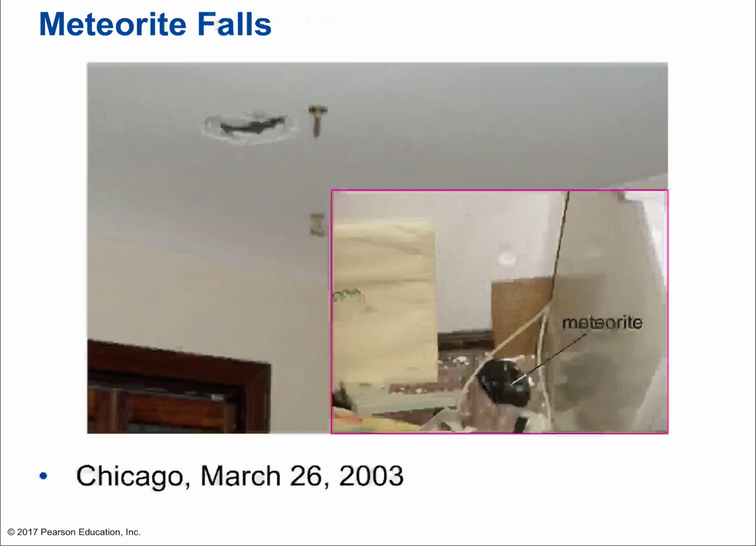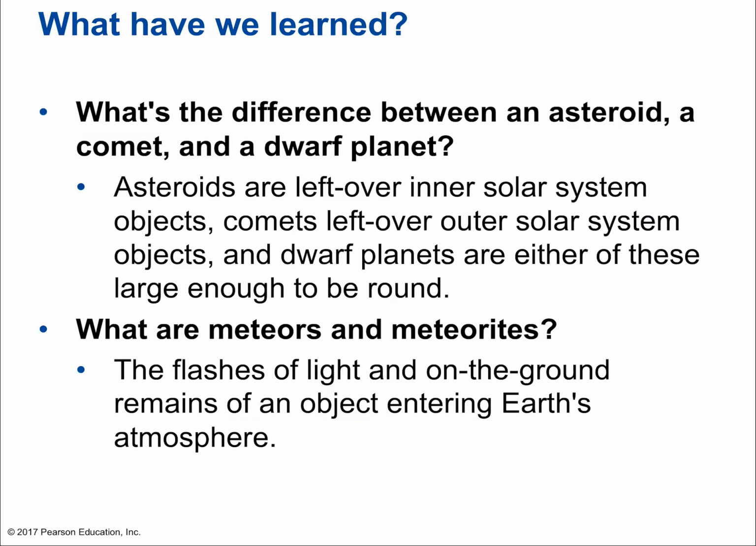Here's a meteorite that ripped through someone's ceiling in Chicago, 2003. It's kind of a bummer. You've got some real repairs to do, and it could have killed somebody, but that's a good size meteorite there. That's valuable. You could sell it for tens of thousands of dollars to collectors.